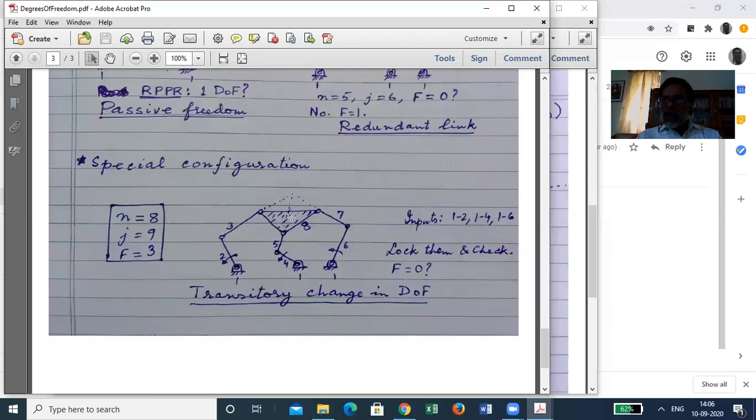However, at the present configuration in which I have tried to sketch it, notice the line of this link, the line of this link, and the line of this link are passing through a single point. So the 3 lines of links 3, 5, and 7 are concurrent. Now, between the platform and these links, what are the modes of interaction?